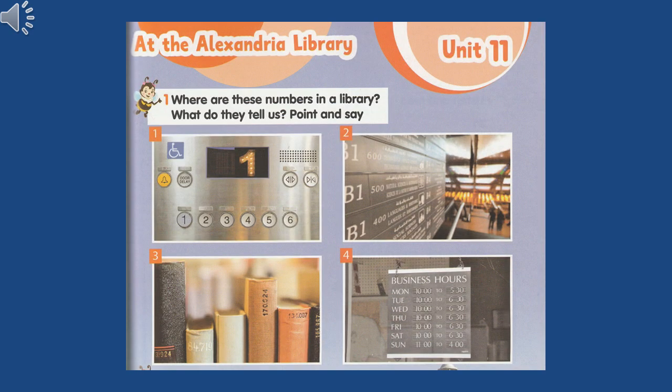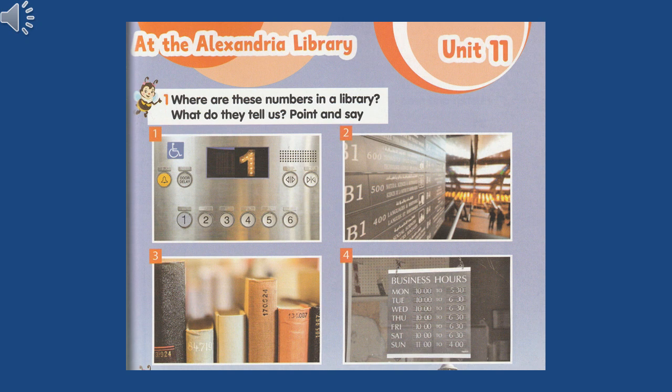Open your student book page 77. What's the title you have in the page? At the Alexandria Library. Do you know Alexandria Library? Have you visited before? Let's look at the pictures. What can you see? These pictures show parts of the famous Alexandria Library.